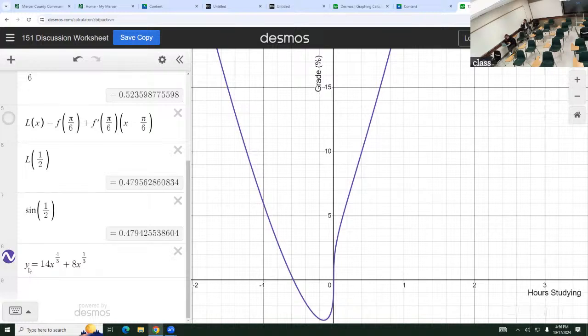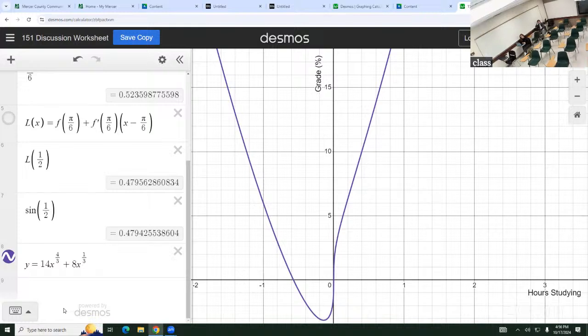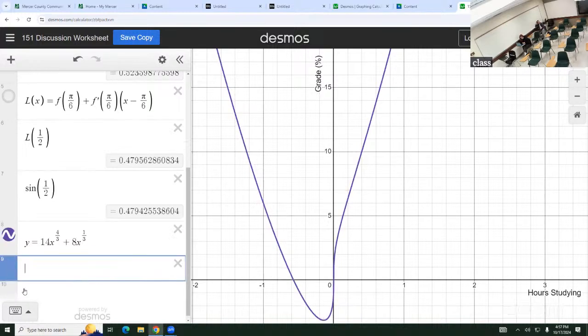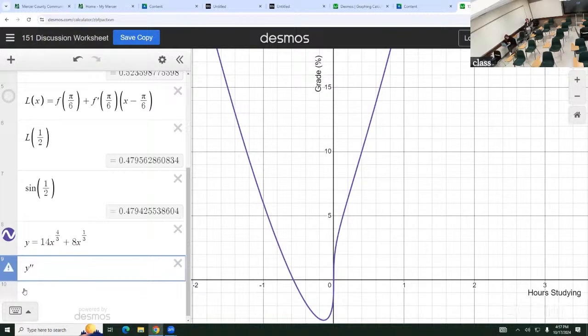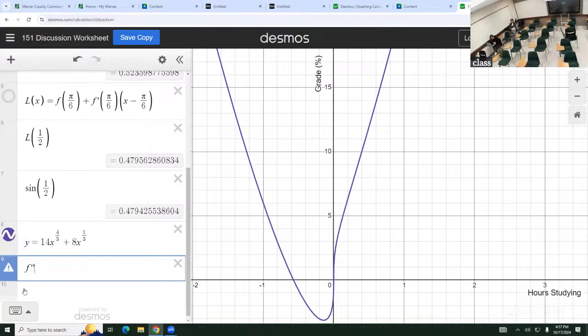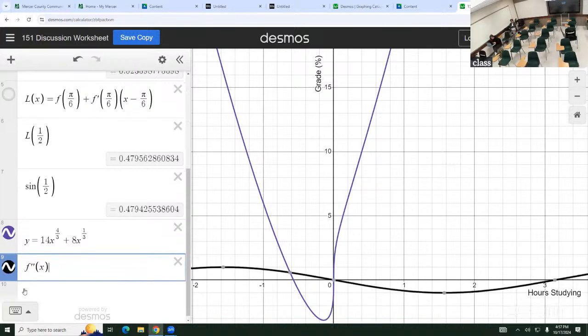What am I looking for? What mathematical thing am I looking for to do? To find concavity, I find it how? Which derivative? Second derivative. So I don't think I can do y double prime. I don't think it'll do that. So I have to make it a function. So let's just say f double prime of x.